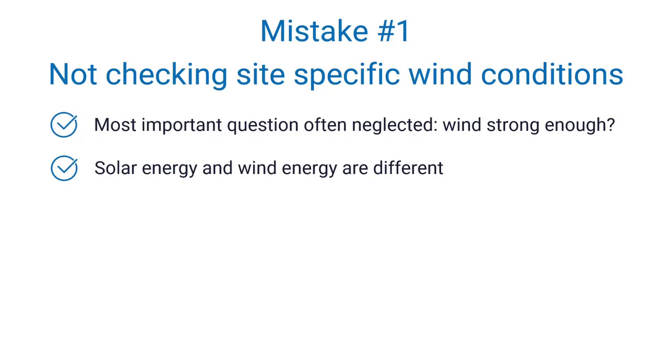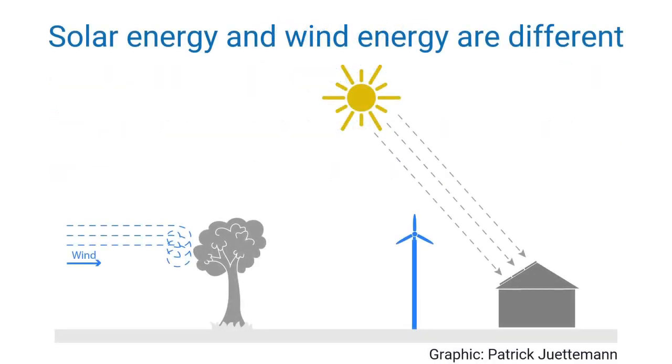In my assumption, people often think, when I can use a solar plant or photovoltaic modules, I can also use a small wind turbine. But this is not the case, because solar energy and wind energy are different. Let me explain this with this illustration.